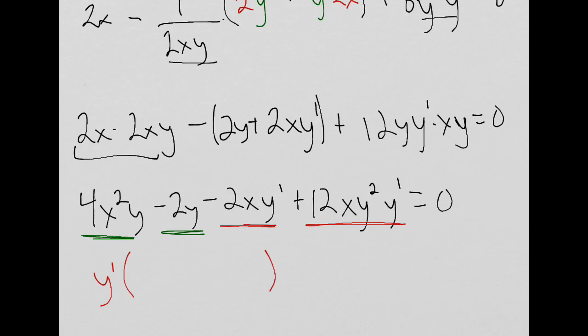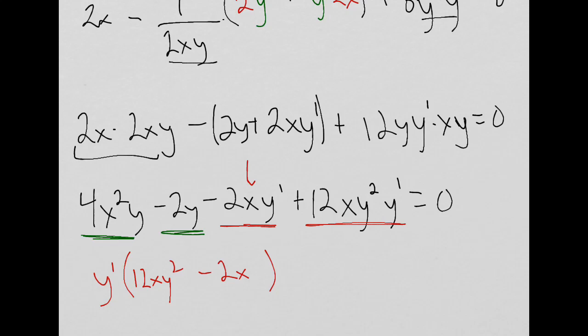Actually, I'm going to write the other one first, and the reason I'm going to do that is because I don't want to have that negative sign in the front here, because that makes me more likely to drop it. So I look at this guy, and the y prime is that, so I'm going to be left with this stuff. So I get 12xy squared, and then minus my 2x from this term.